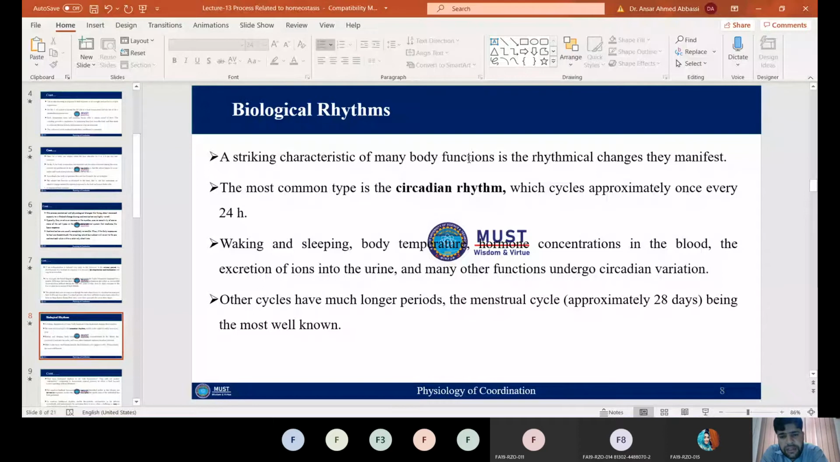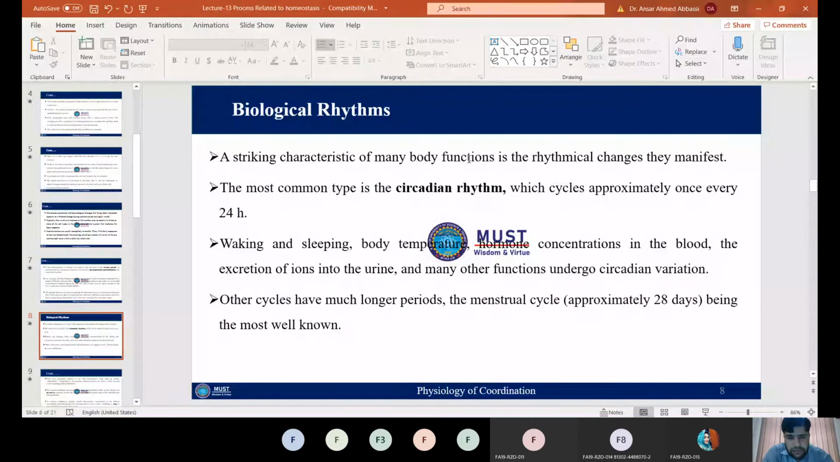The most common type is circadian rhythm. In case of circadian rhythm, as all of you know, this cycle approximately repeats after every 24 hours. For example, we have the wake and sleep cycle. This is one of the circadian rhythms. Similarly, body temperature, hormone concentration in the blood, excretion of iron into the urine, and many other functions are basically circadian variations.